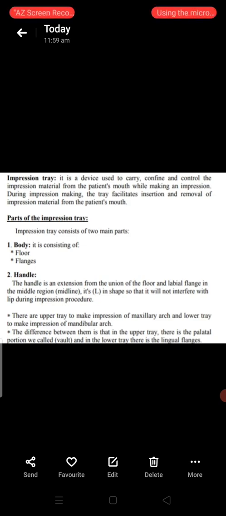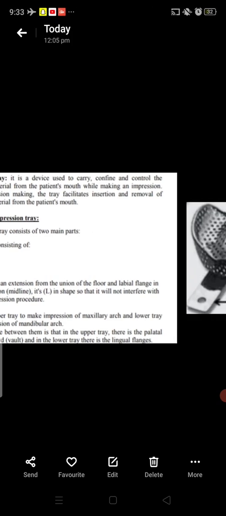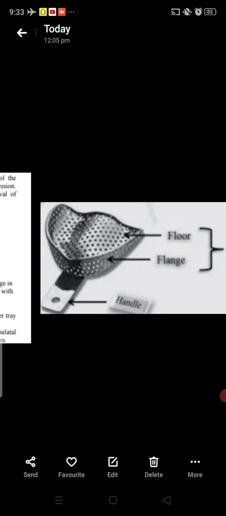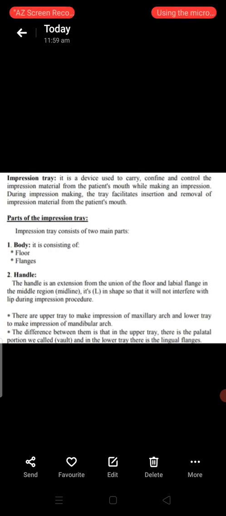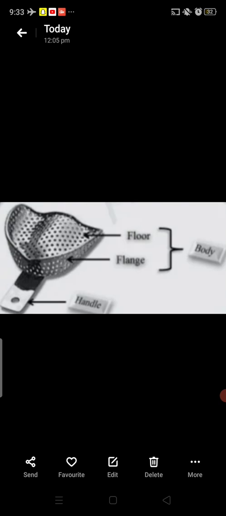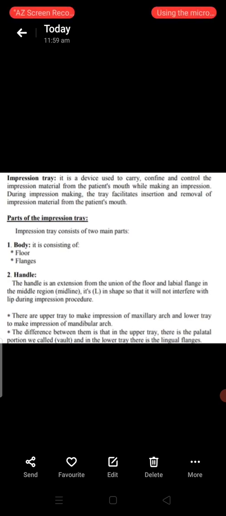The handle is an extension from the union of the floor and labial flange in the middle region, the midline. It originates from the midline of the tray, at the meeting point of the floor and flange. It is L in shape. Why is it L in shape? So that it will not interfere with the lip during the impression procedure.